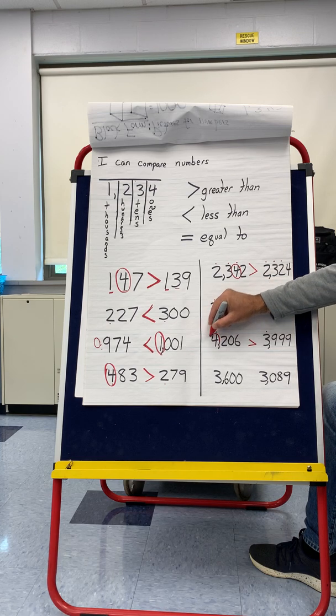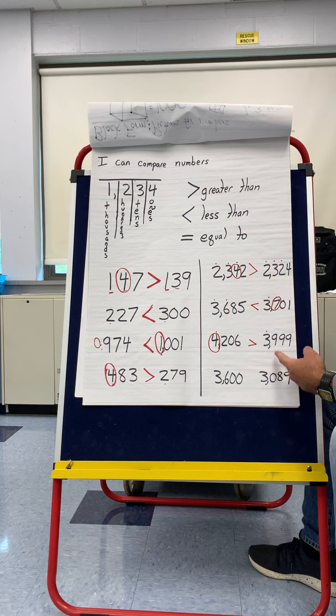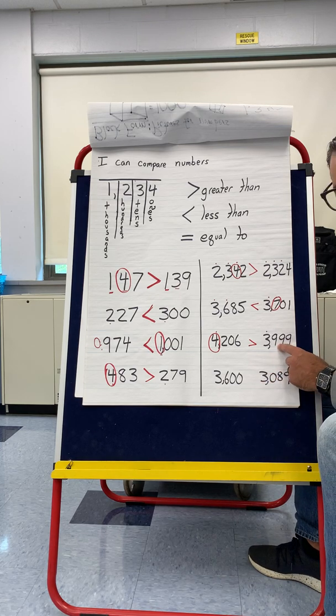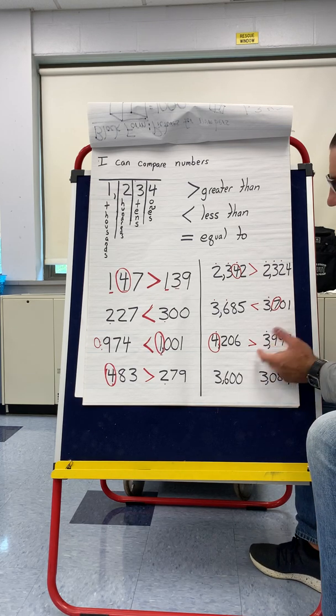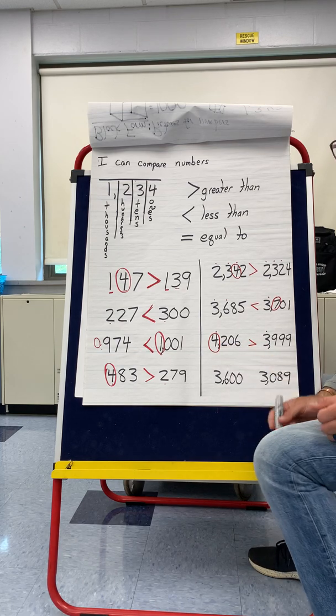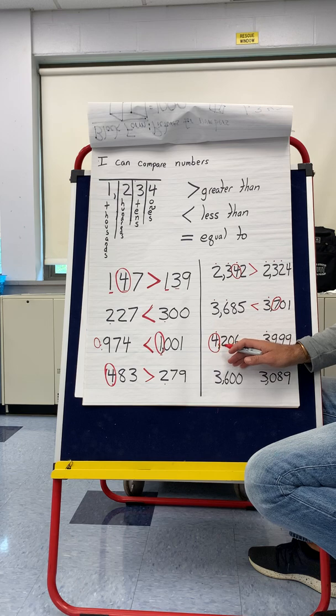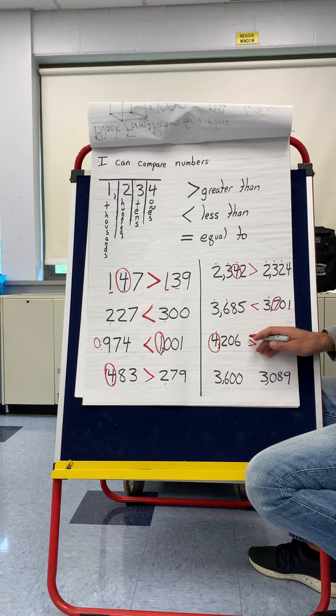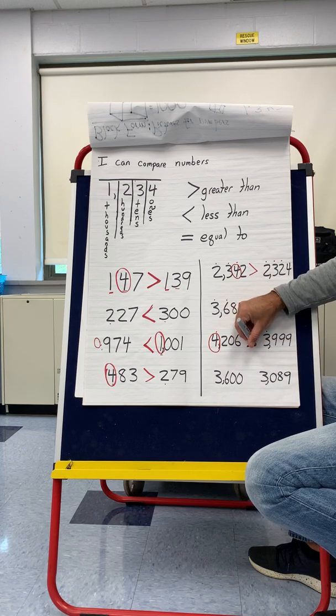I got 4,000, 3,000. Game over right away. I love when it's like that, right? That's 4,000, that's 3,000. Even though it's 3,999, it doesn't matter because this one's 4,000. 4,000 anything would be larger. So 4,206 is greater than, see how the mouth eats the bigger number? 3,999.